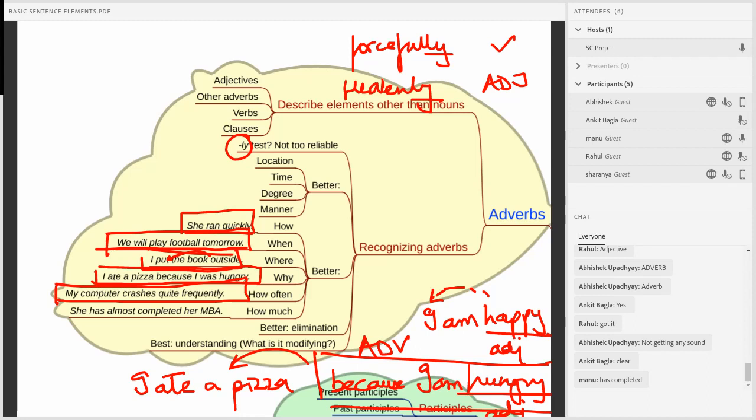Good. The computer is crashing. So the crashing happens frequently. How frequently? Quite frequently. Right? So if frequently is describing the verb, it's an adverb. And if quite is describing an adverb, it must be an adverb because you can use only adverbs to describe other adverbs. You cannot use adjectives. Adjectives describe only nouns, right?